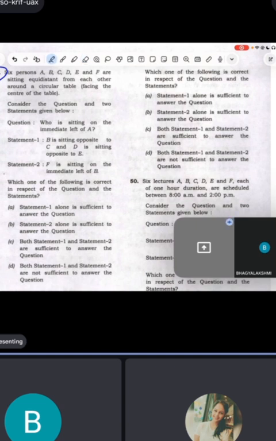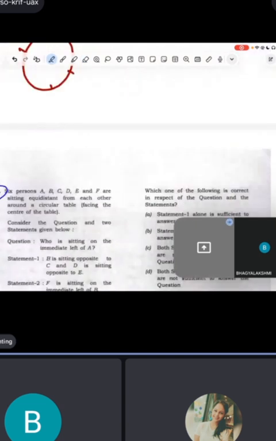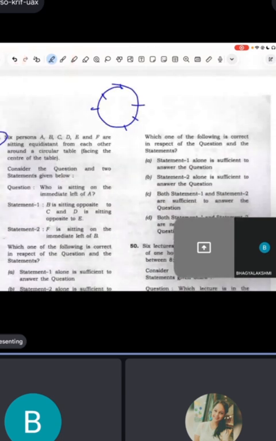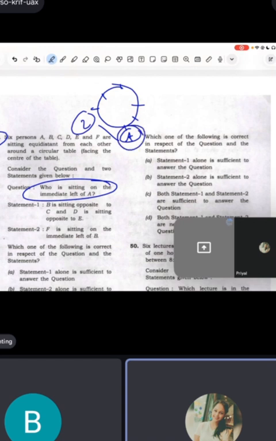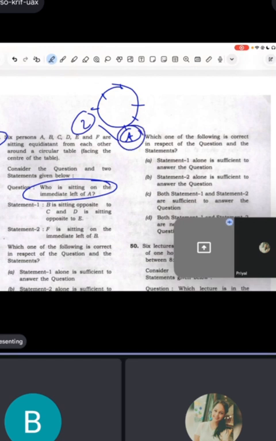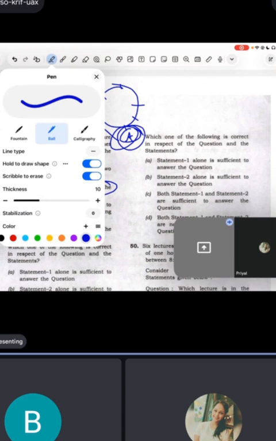What is the question? How many persons are there? Six persons, guys. Suppose this is a circular table and there are six persons: one, two, three, four, five, six. Who is sitting on the immediate left of A? I don't know where A is, and then we have to find the immediate left. But first, I need to know the exact position of A, guys. I repeat, if you do not find out the exact position of A, you cannot find out who is sitting immediate left. So first, my purpose will be to find out the exact position of A out of six. So let's see whether information is given or not.